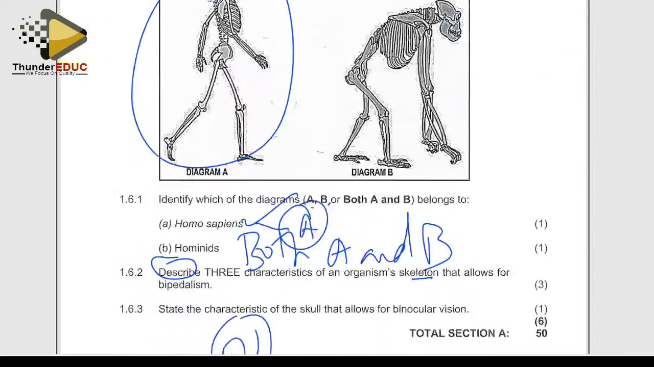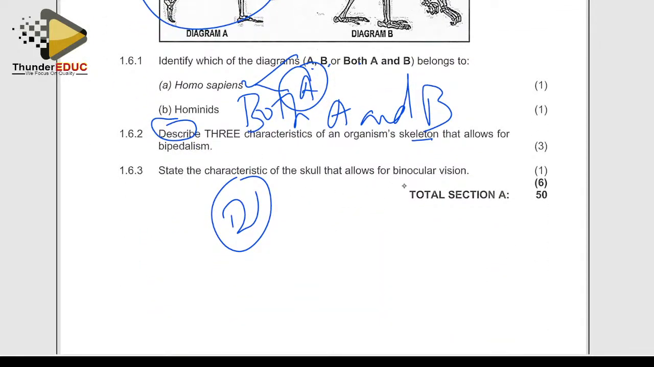I think section A: state 3 characteristics of the scar that allow binocular vision. The characteristic is the eye sockets, they are in front, eyes in front. You understand? It has two eye sockets. They are talking about the characteristic of this organism to allow binocular vision, so two eye sockets in front, so that they're able to see.